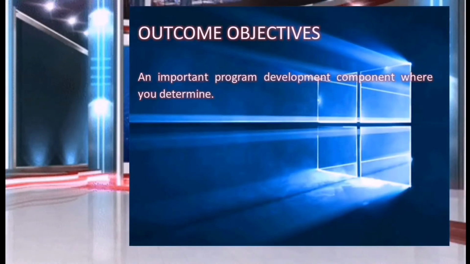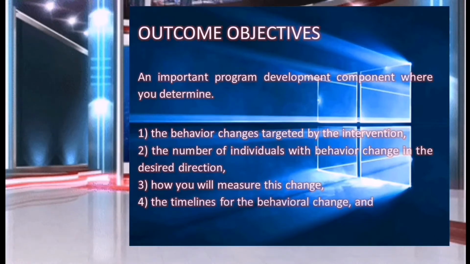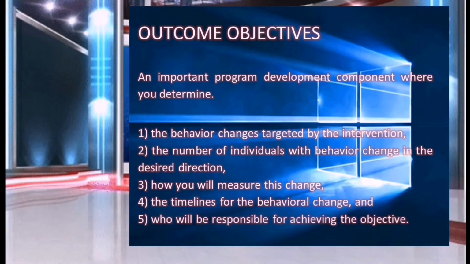Outcome objectives, an important program development component where you determine: number 1, the behavior changes targeted by the intervention; number 2, the number of individuals with behavior change in the desired direction; number 3, how you will measure this change; number 4, the timeliness for the behavioral change; and number 5, who will be responsible for achieving the objective.